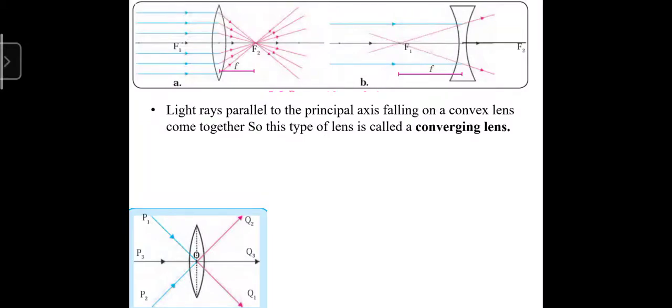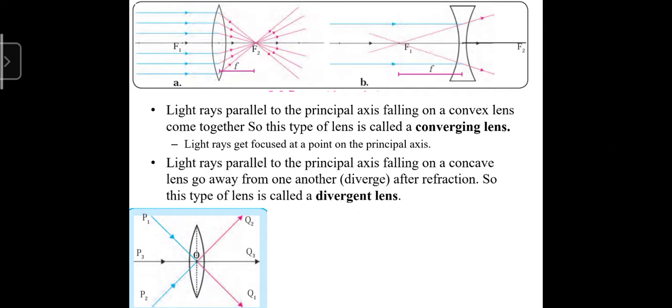The light rays which are parallel to the principal axis falling on the convex lens are coming together. So this type of lens is called a converging lens, or we can say the focusing lens. The light rays get focused at a point on the principal axis, but in a convex lens it is on the opposite side, and in a concave lens it is on the same side.